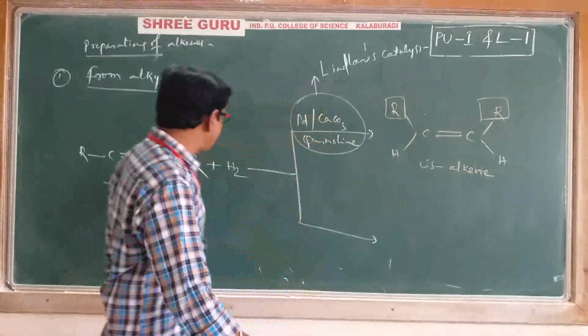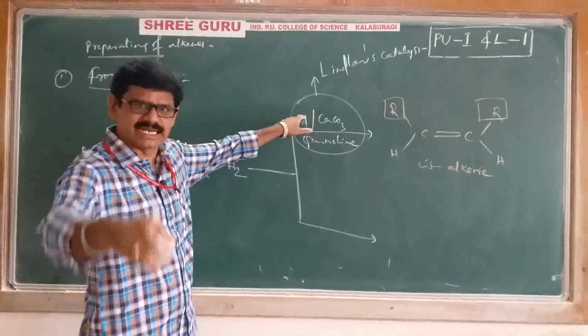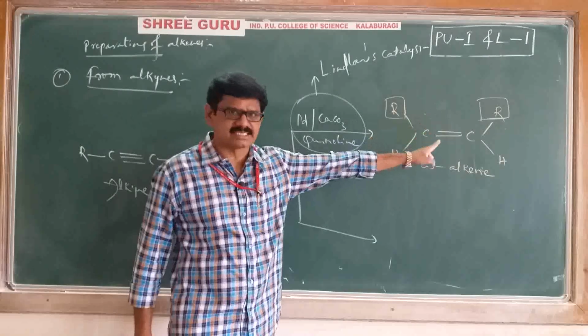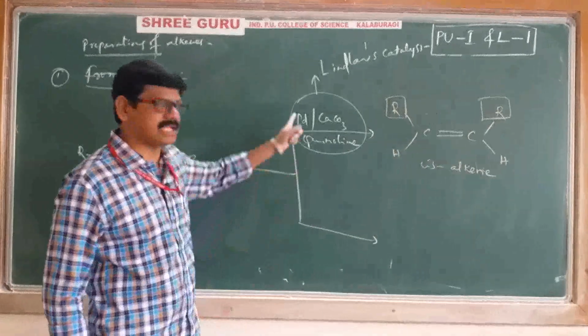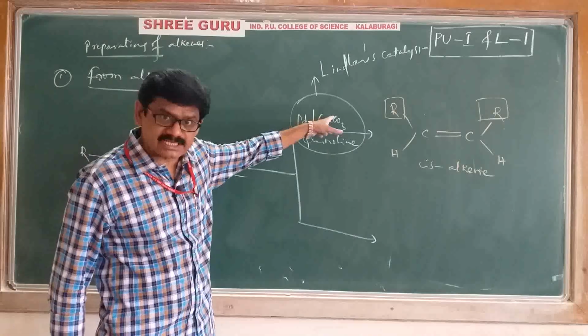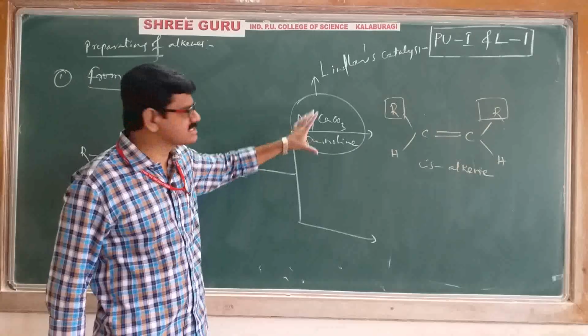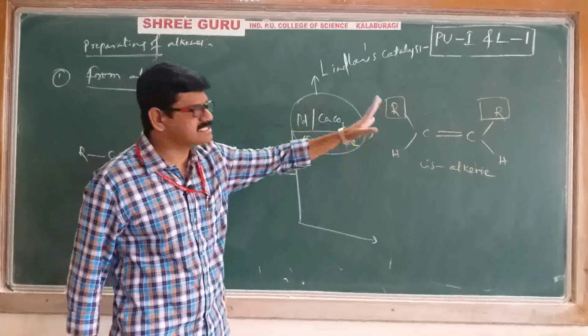So when an alkyne is added with hydrogen in the presence of Lindlar's catalyst, the obtained alkene is cis. What is Lindlar's catalyst? Palladium supported over calcium carbonate, which is deactivated with quinoline, is called Lindlar's catalyst. We will get a cis alkene.